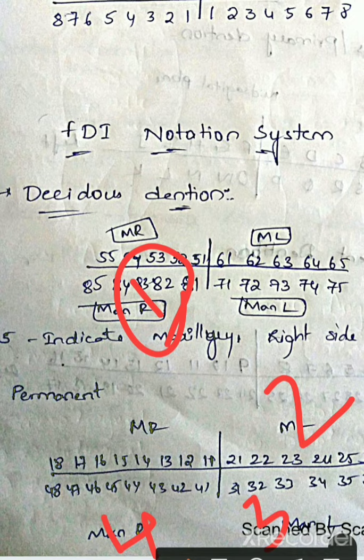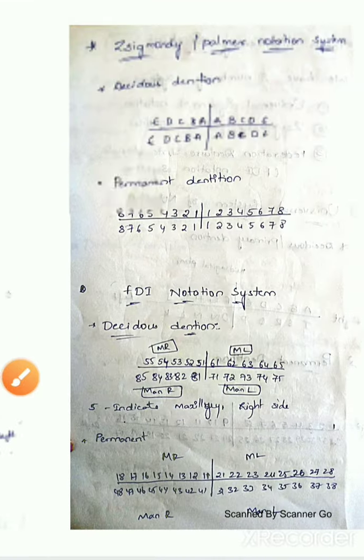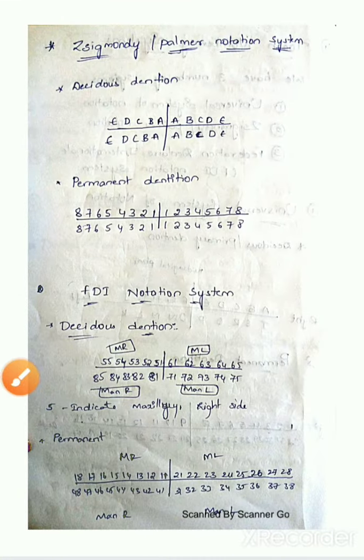So each tooth also has a specific number. There is no change, so we can't get confused. Each tooth has a different number, so it is very easy to understand. I hope you understand the tooth numbering system. It is very easy to write and very easy to communicate, and we all should know it, because as a dentist we know what the patient is saying.